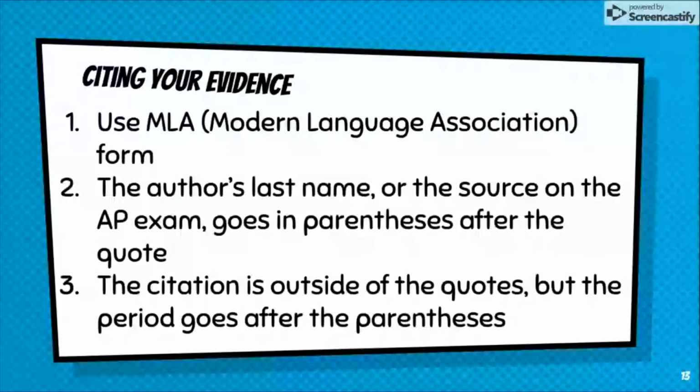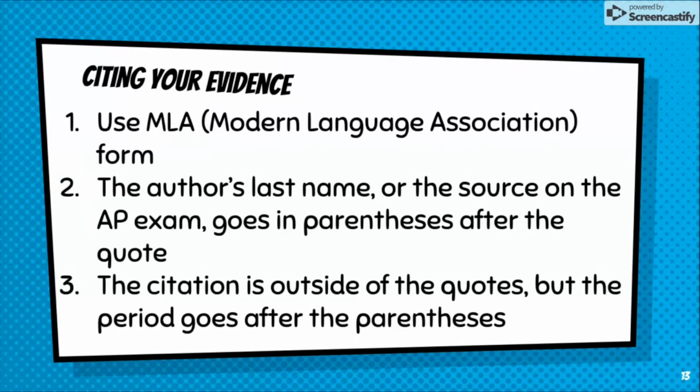So citing your evidence, you will use the MLA, which stands for Modern Language Association form. Then you will have the author's last name or the source on the AP exam, and that goes in parentheses after the quote. The citation is outside of the quotes, but the period goes after the parentheses.